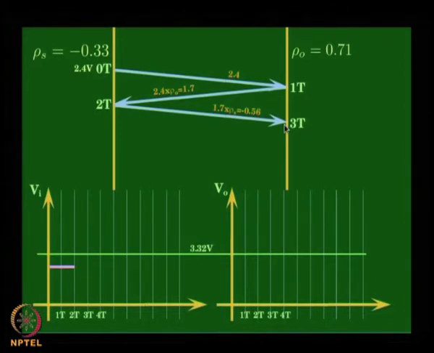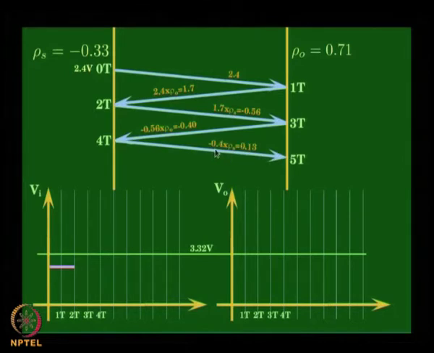Now, at this point again it gets reflected because of this reflection coefficient, and it gets multiplied, minus 0.56 into rho naught, which is 0.71, giving minus 0.4, and then this further gets reflected here, minus 0.4 into rho s as 0.13, and reaches here at 5 t, and so on. It keeps going. So, you see that finally it keeps decreasing, and ultimately it will go to 0 exponentially, asymptotically.